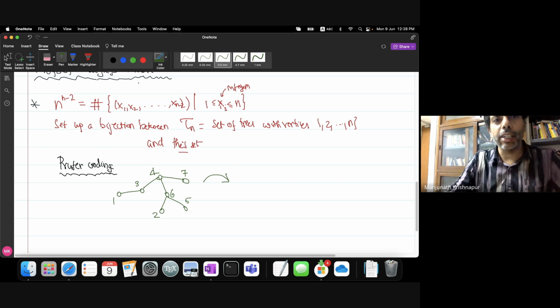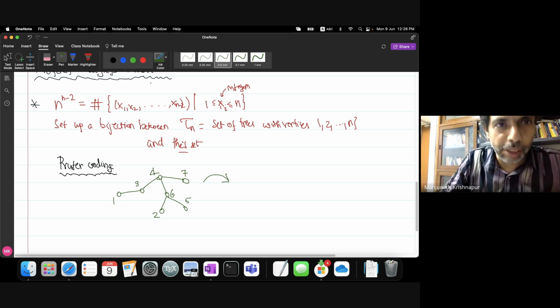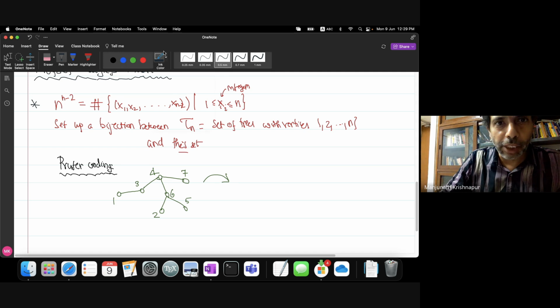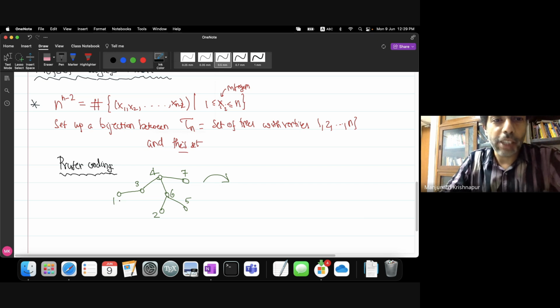So I will only describe this in words. I hope it will be clear. I will be happy to repeat it if it is not clear. So the way to convert it into a sequence is the following. You look at the lowest leaf. A leaf is a vertex of degree 1, a hanging vertex. So a vertex which has only one edge coming out of it in a tree is called a leaf. So 1, 2, 5, and 7 are leaves here.